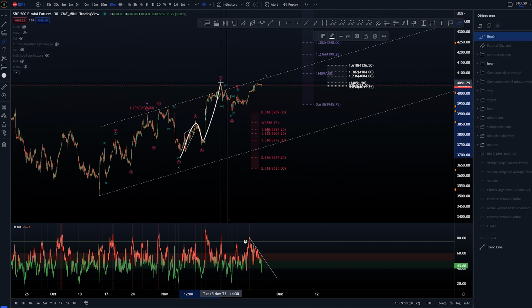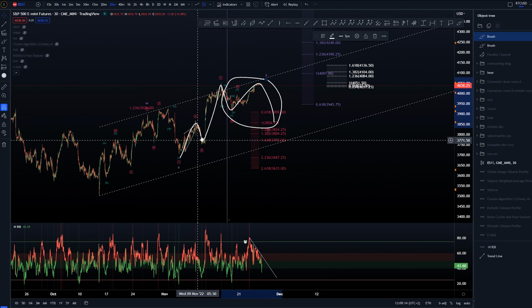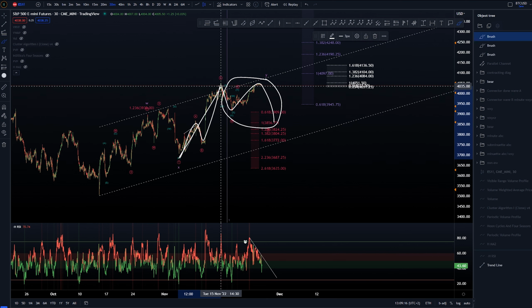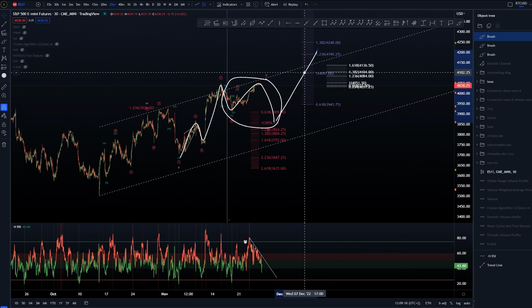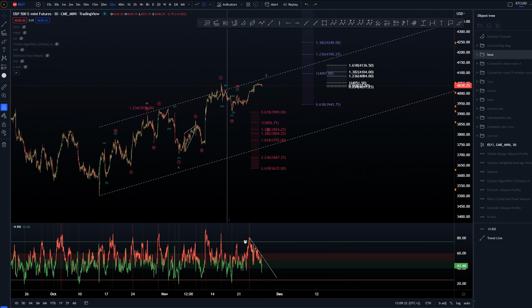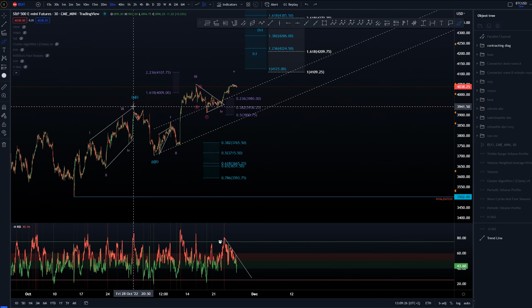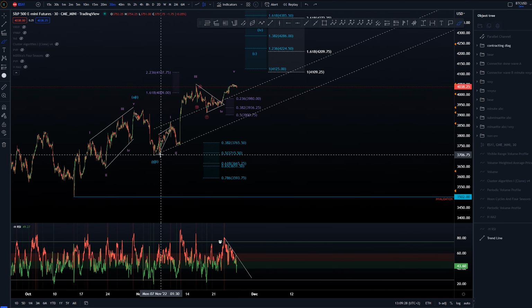wave Y. Then we would be creating another wave structure here, basically a connector wave structure to connect this first structure over here to the next one over there. So that is one of the scenarios. The other one is that we have this as a 5-way structure and then we would be looking for another 5-way partner leg from these lows.